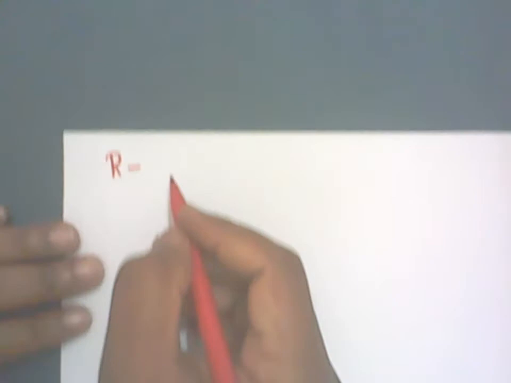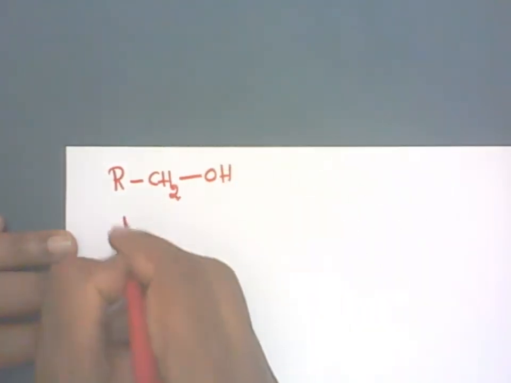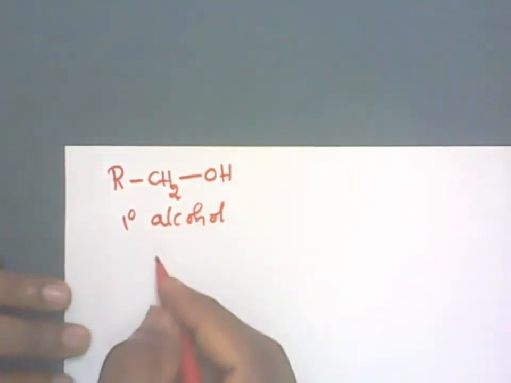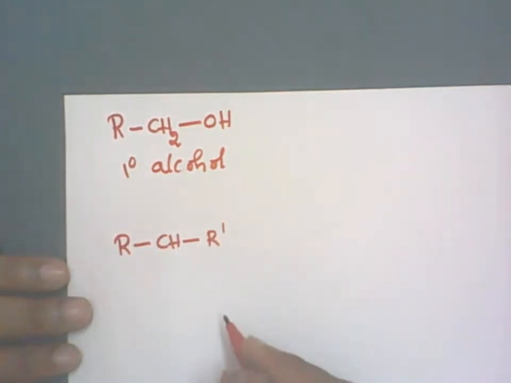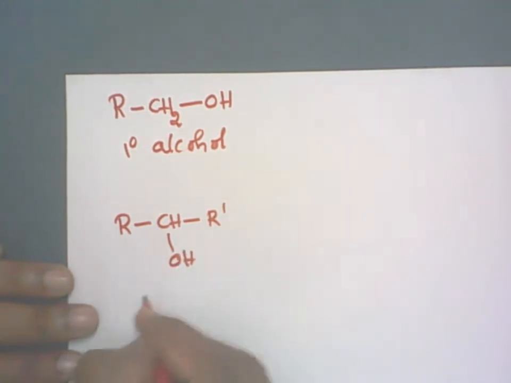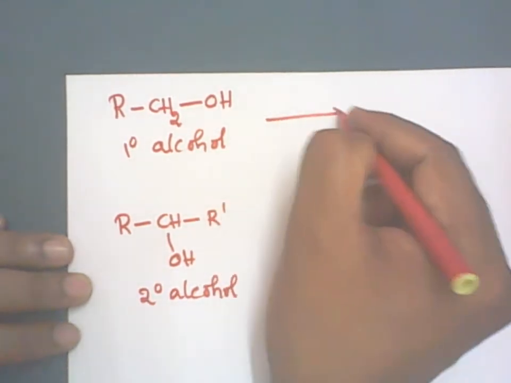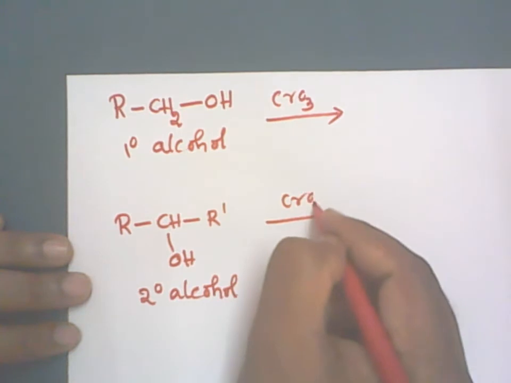Now we have got some examples. Let me write down the primary alcohol. How to write the structure of primary alcohol? Primary alcohol should be written like this: RCH2OH. This is the primary alcohol. Secondary alcohol is R CH R' unit, then OH. This is a secondary alcohol. Let me make use of chromium trioxide in anhydrous medium.